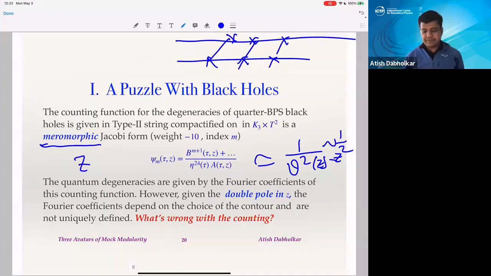And the claim from the physics side, in nice papers by Dijkgraaf, Verlinde and so on, was that the degeneracy should be given by this function. But this simply could not be true, because since there is a double pole, the Fourier coefficients are not well defined, even though the counting function is well defined. The Fourier coefficients are not well defined, because if I take a contour here or a contour here, I will get two different answers.